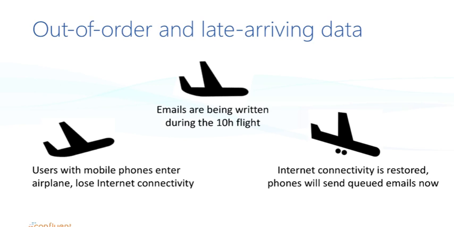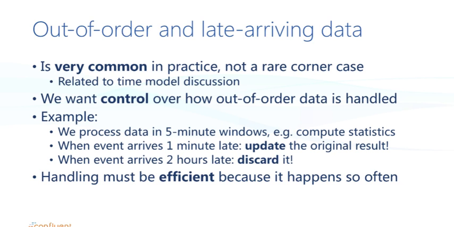What we want to get out of a stream processing technology is very good control over how such out-of-order late data is being handled. For example, imagine you're processing data in 5-minute windows, for example, to compute statistics, averages, or total number of orders. We want to be very explicit in saying that, for example, when an event arrives just a single minute late, we want to update the original result for that 5-minute window with the latest information. However, at some point, we want to define that, okay, if it takes too long for such data to arrive, then you want to throw it away. For example, if after 2 hours there is still not an event that should be included, we just consider to discard it.